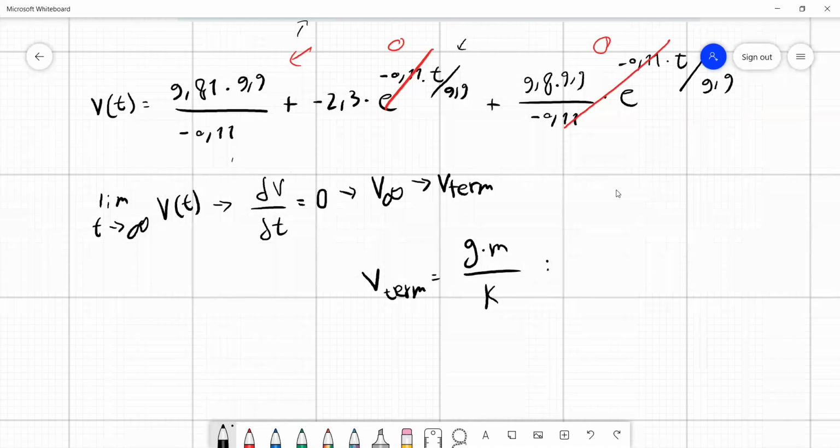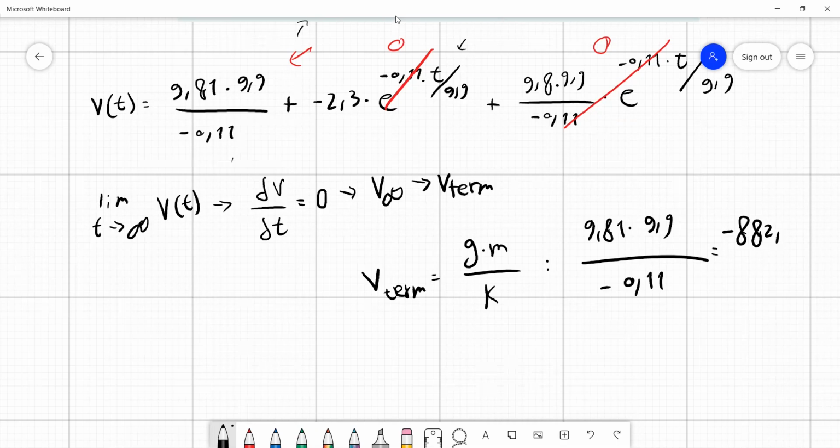To answer our question, let's just replace all the values. So 9.81, the mass was 9.9, and the drag force, I believe, was negative 0.11. If you plug that into the calculator, you should get a negative answer of about negative 882.9. So that would be the answer. All right, thank you.